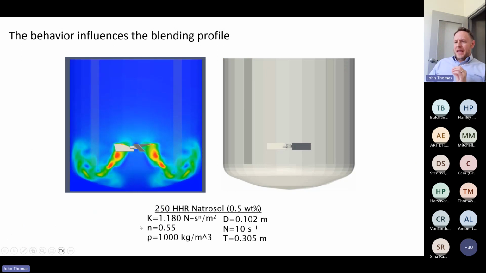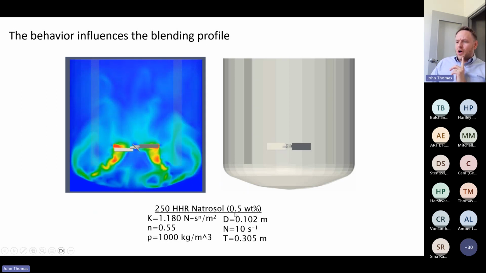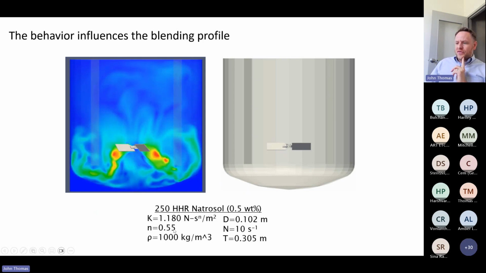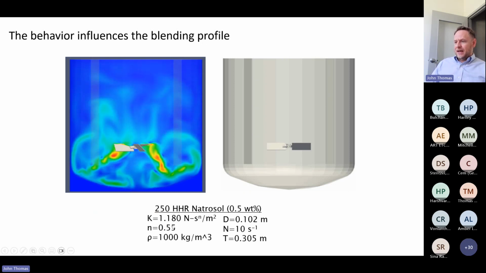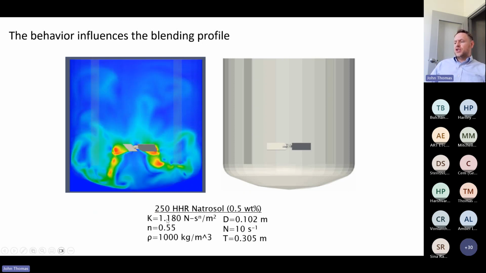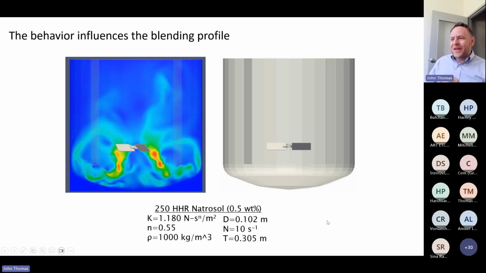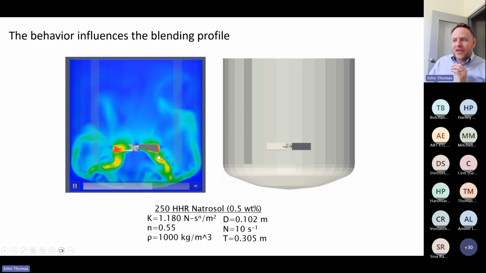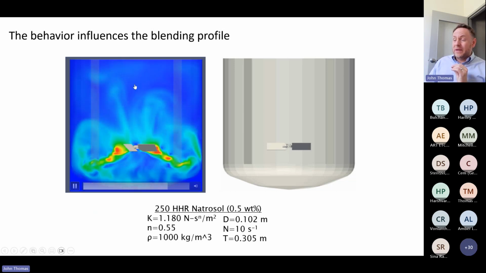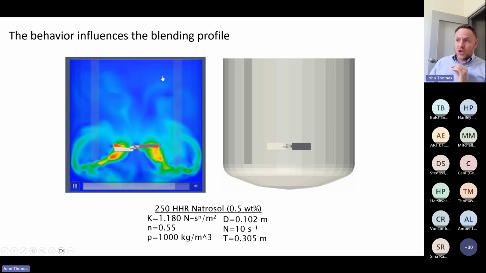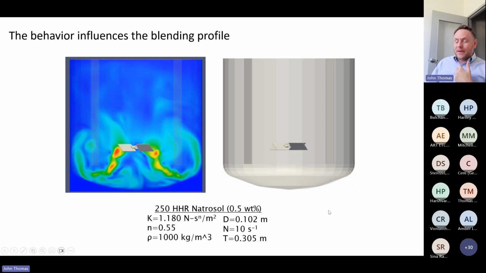So this non-Newtonian behavior influences not only the flow field, but the blending profile. So here's a natural solid blend, some sort of yield stress, some sort of flow index and constitutive index, in a lab scale system. We see here it's trying to be turbulent in the high shear regions where the viscosity is low. In the hinter regions of the vessel, the mixing is quite poor. This does not show this broad turbulent structure we saw in the previous simulations. And that has an effect on blending.